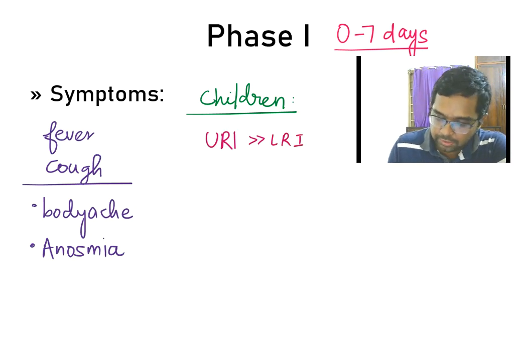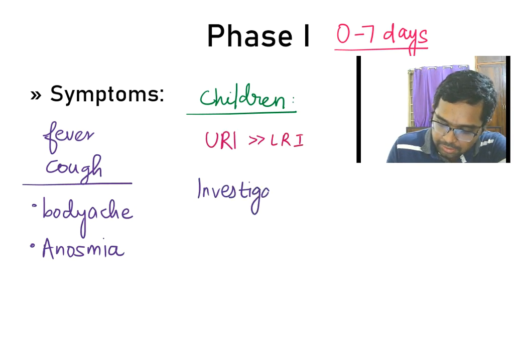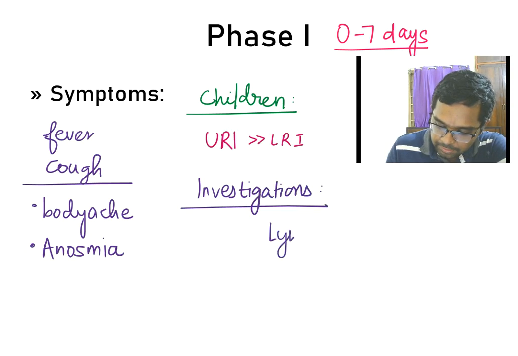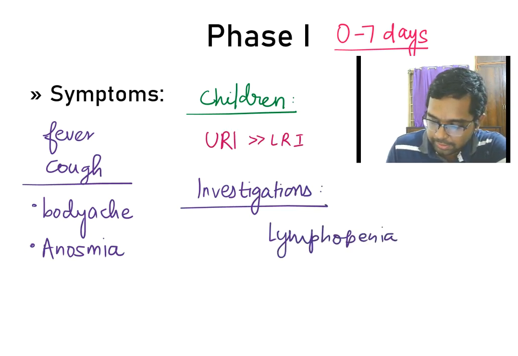Now, at this point of time, if you do the investigations, what are the findings you are going to get? In the blood counts, you are going to get lymphopenia. Second thing, what I would want you to remember is that there would also be an increase in the levels of CRP.